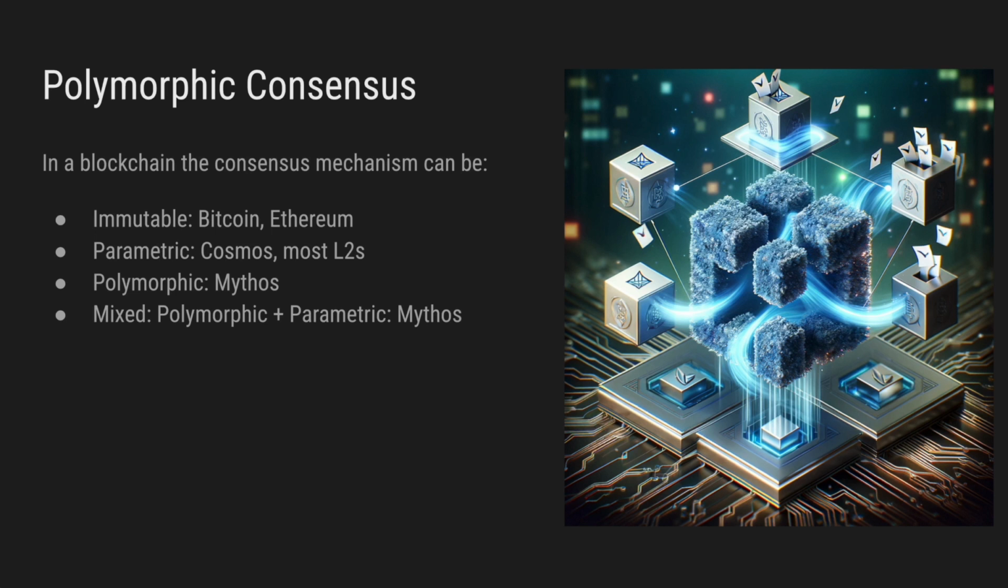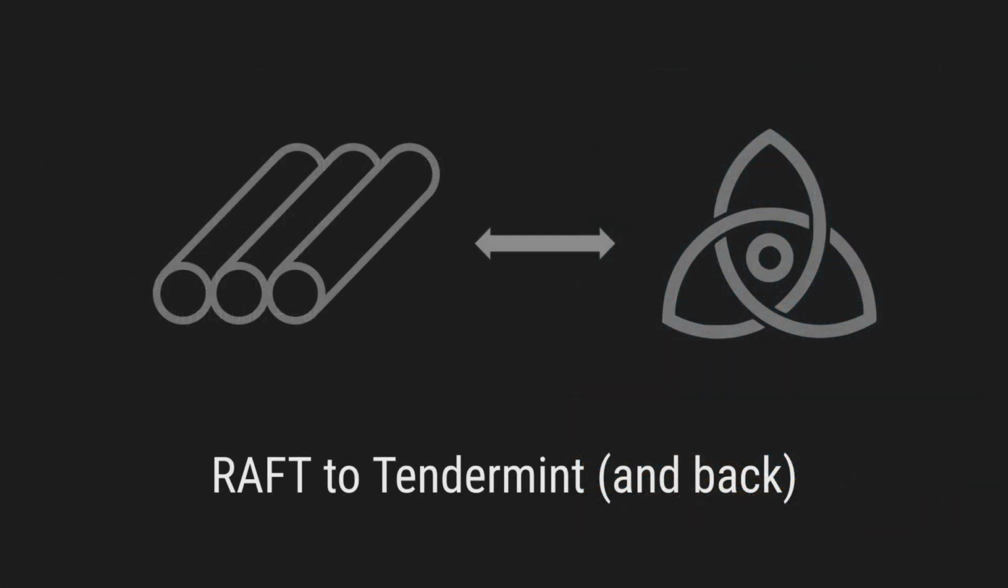Or it can be mixed, polymorphic and parametric. And Mythos is the only chain of this type because it is built on top of the Cosmos SDK, but modularized with WebAssembly contracts. In the previous video, I showed you a first consensus protocol change. At that time, we were changing from a RAFT-based protocol to another RAFT-based protocol. And this time, you will see how the block proposers change when the chain switches from RAFT to Tendermint.